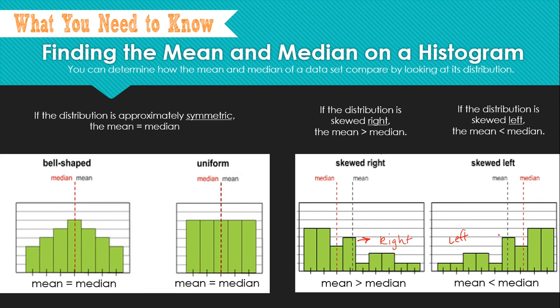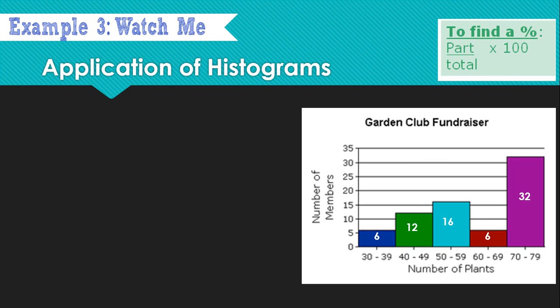If my histogram is skewed left, my mean is pulled to the left, which means it's going to be less than the median. So let's look at this example of using histograms.